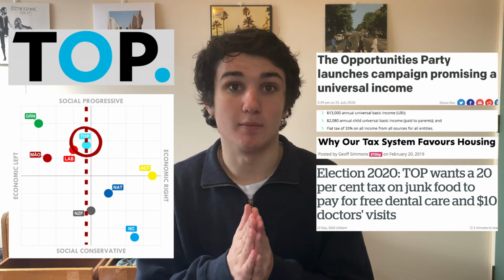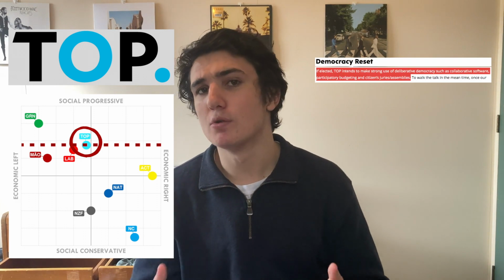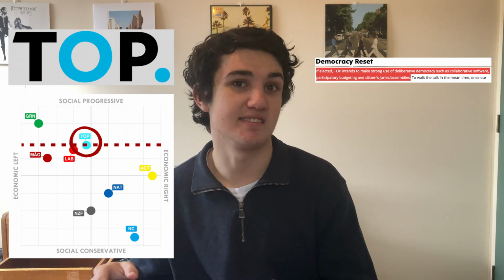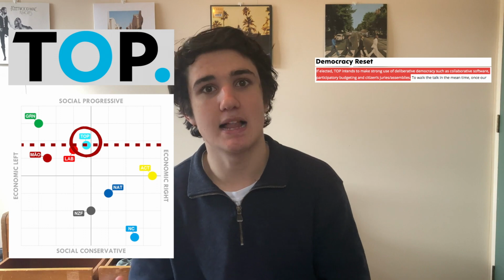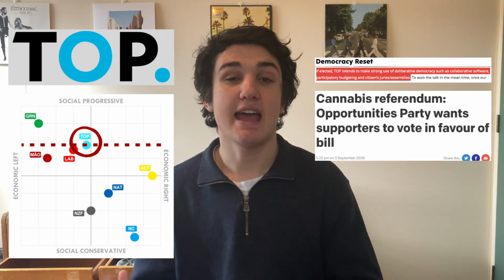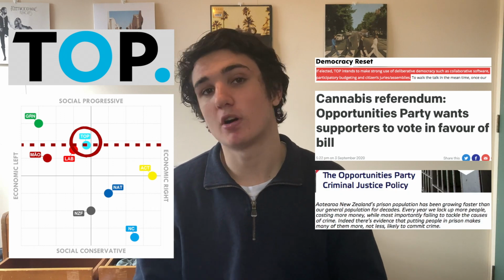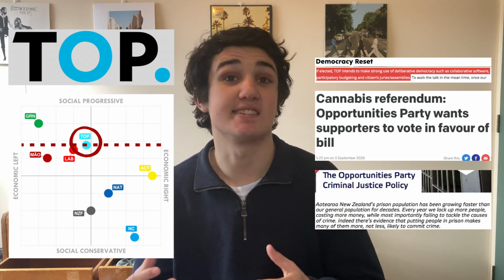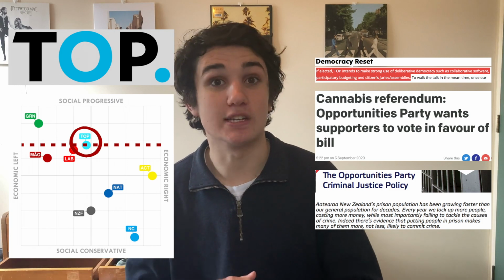Socially, TOP want most conscience issues to go to a citizens' assembly instead of being decided in Parliament. However, they are strong advocates for legalising cannabis, and they have indicated that they want to reduce the prison population through restorative justice initiatives, so they do lean socially progressive.